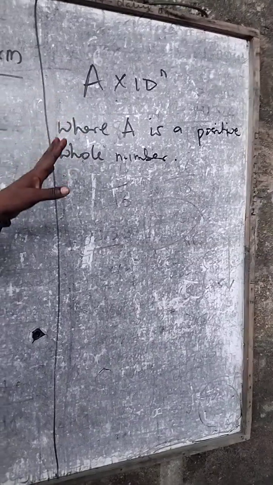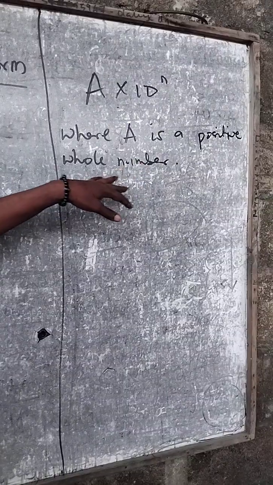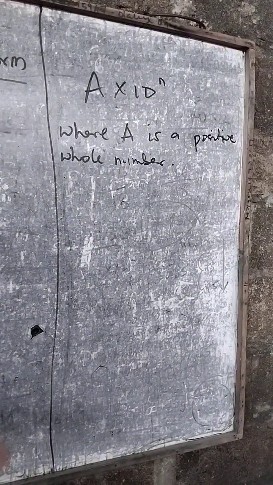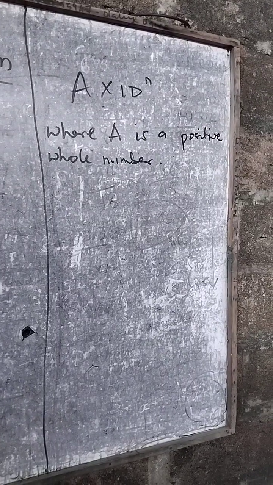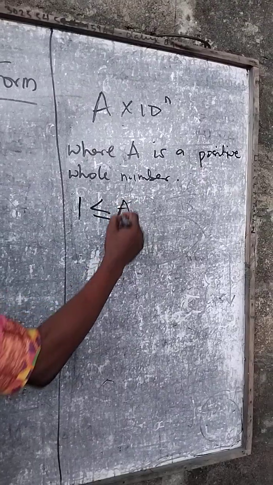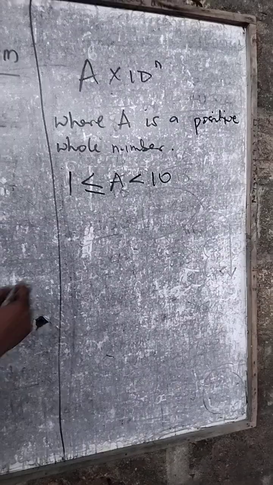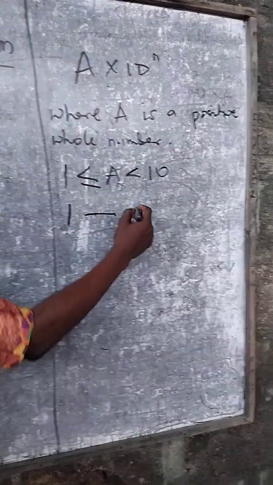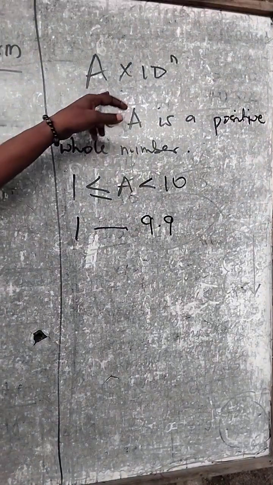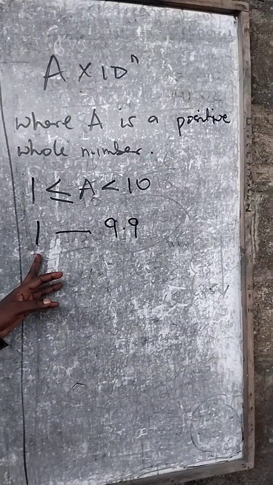Standard form is any number of the form a times 10 raised to power n, where a is a positive number that runs from 1 up to, but not including, 10. So 1 is less than or equal to a, but a is less than 10. That is, it runs from 1 to 9.9. The highest value you can have for a is 9.9, and the lowest value you can have is 1.